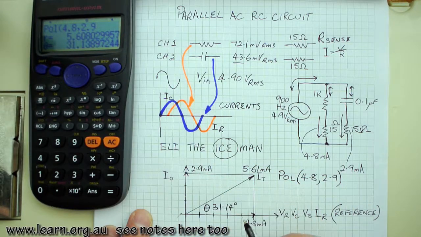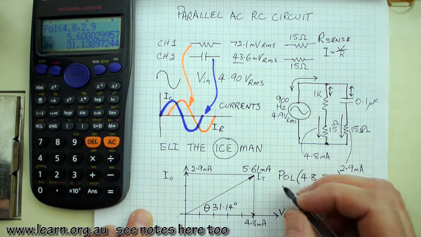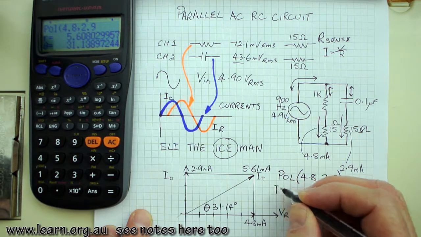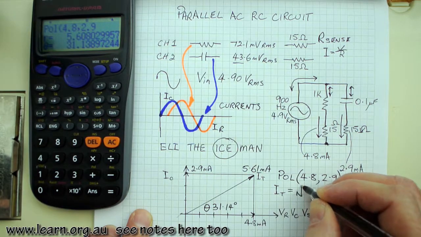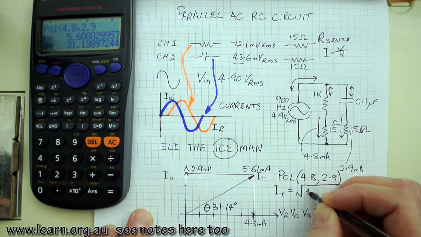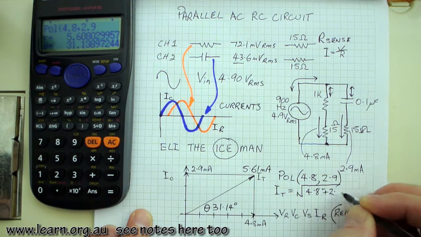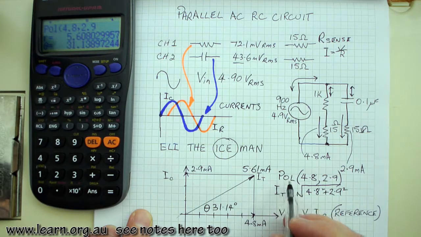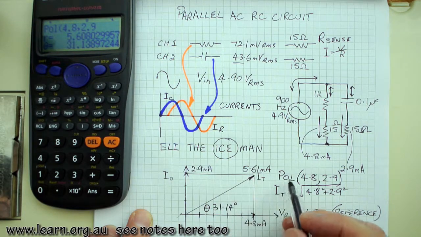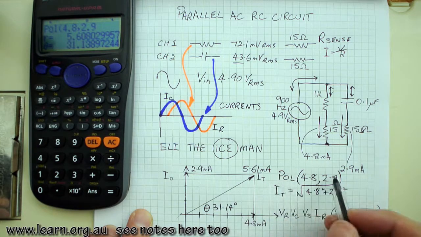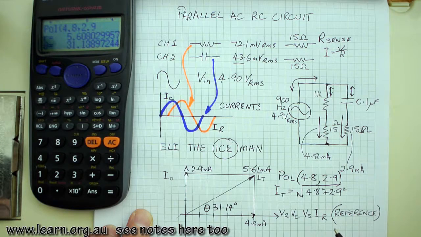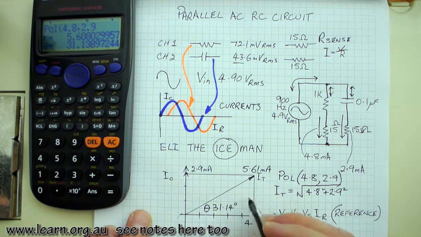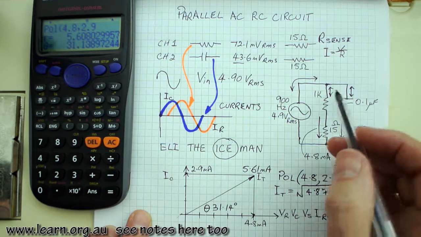Our phasor diagram gave us our resultant, and I did it using the polar function on the calculator. Of course, it could have also been done as IT equals the square root of 4.8 squared plus 2.9 squared. And to save me doing that on the calculator, to get that resultant, which is the hypotenuse in this triangle, it's much easier to use the rectangular to polar translation function on the calculator, as I've done in previous videos. So that's pretty well it for part 2 of this, and then I think in part 3 we might come back and do an analysis on the impedance of the parallel circuit.